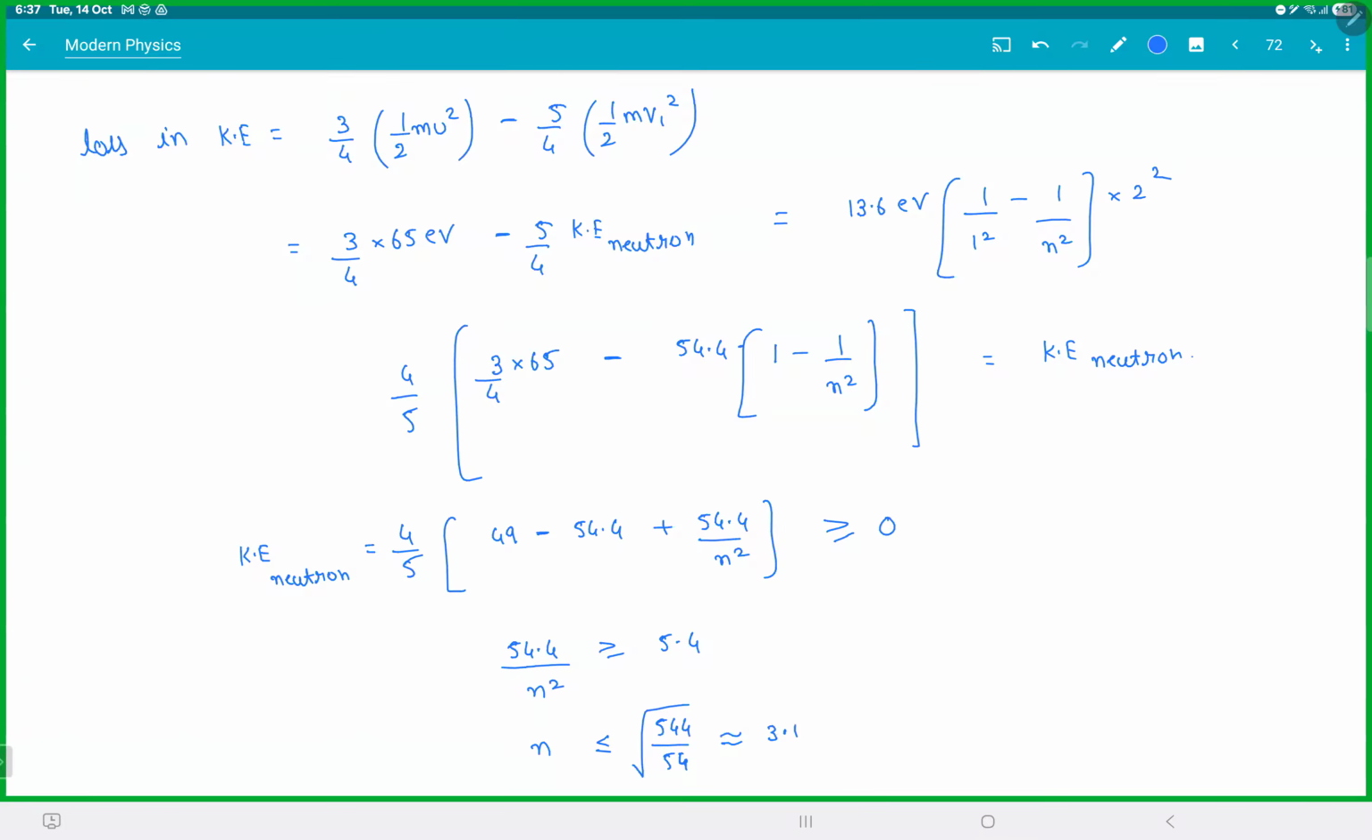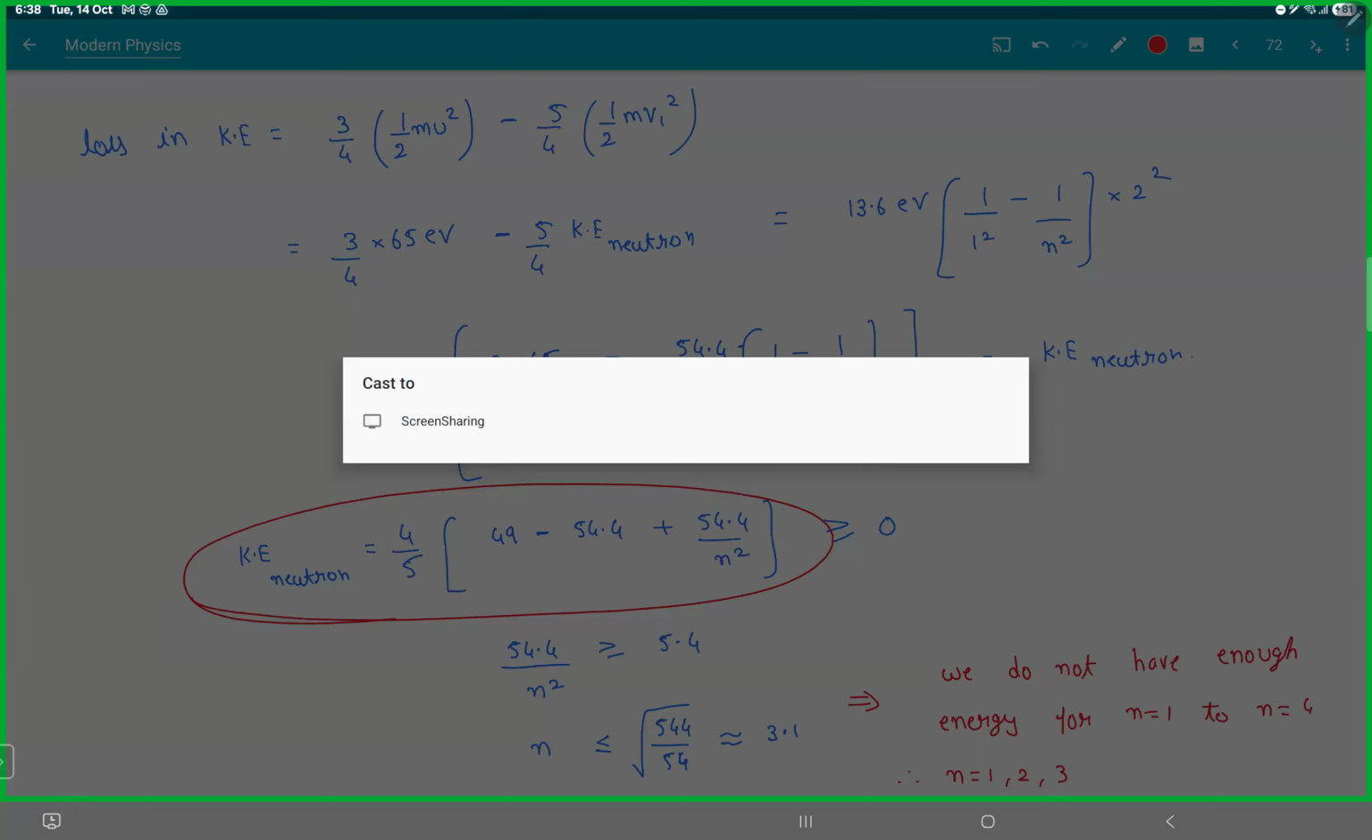That means you cannot exceed n equal to third orbit, isn't it? You don't have enough energy to excite electrons to the fourth orbit. So this implies we do not have enough energy. You can actually check for each orbit also. We do not have enough energy for n equal to 1 to n equal to 4 transition. Therefore, the acceptable values of n are 1, 2, or 3. Clear with this? So if you put 1, 2, 3, I'll get different values of kinetic energy. So those are all the possible values of kinetic energy.